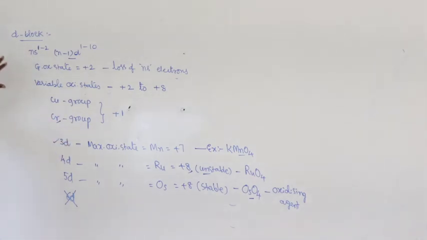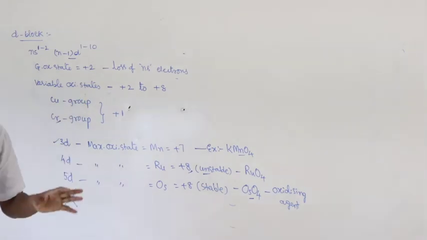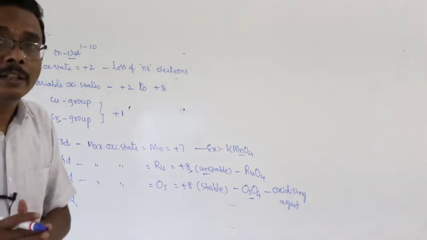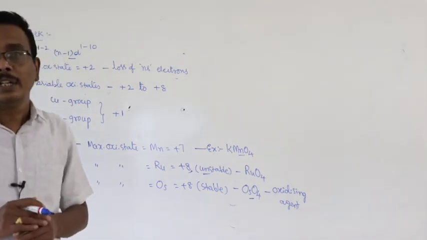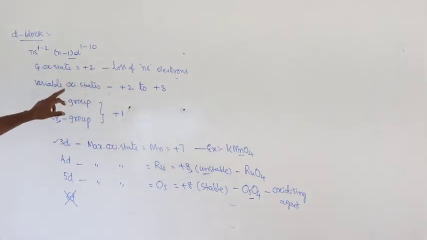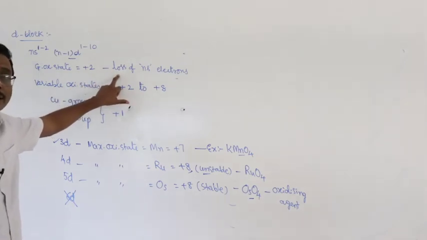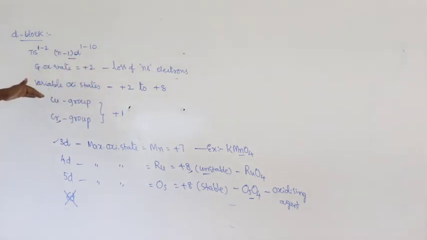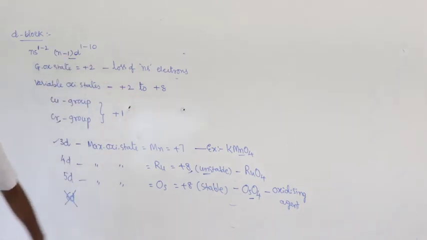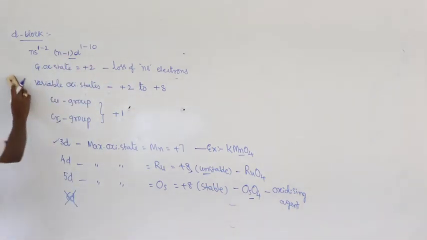This is about the oxidation states that are shown by d block elements. D block elements exhibit variable oxidation states. Why? Due to loss of (n-1)d electrons. Means what? The d orbitals in the penultimate shell along with the ns electrons. Here the electrons are lost from (n-1)d and also ns. As a result of that, they exhibit a number of oxidation states. Therefore, d block elements or transition elements exhibit variable oxidation states. And now I will give the details also.